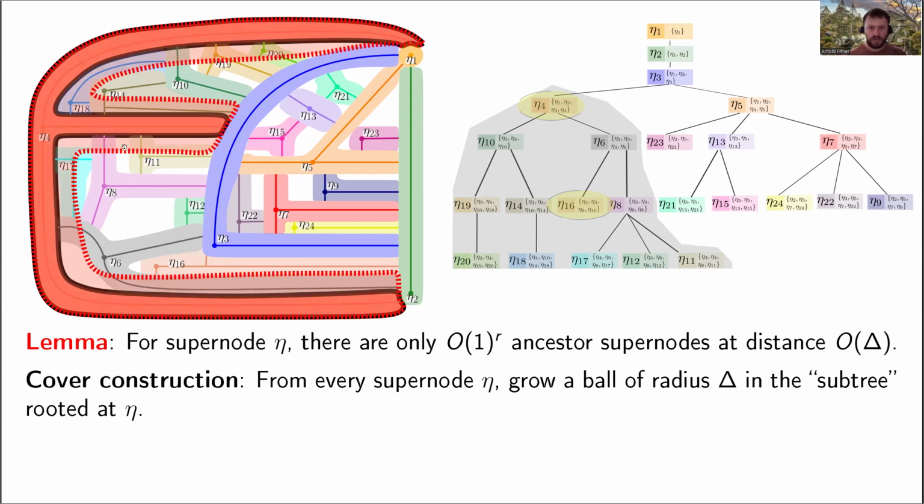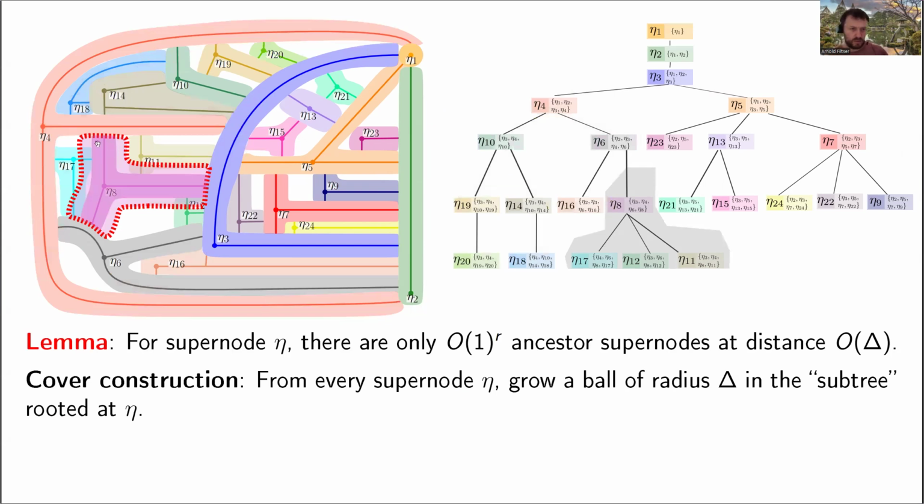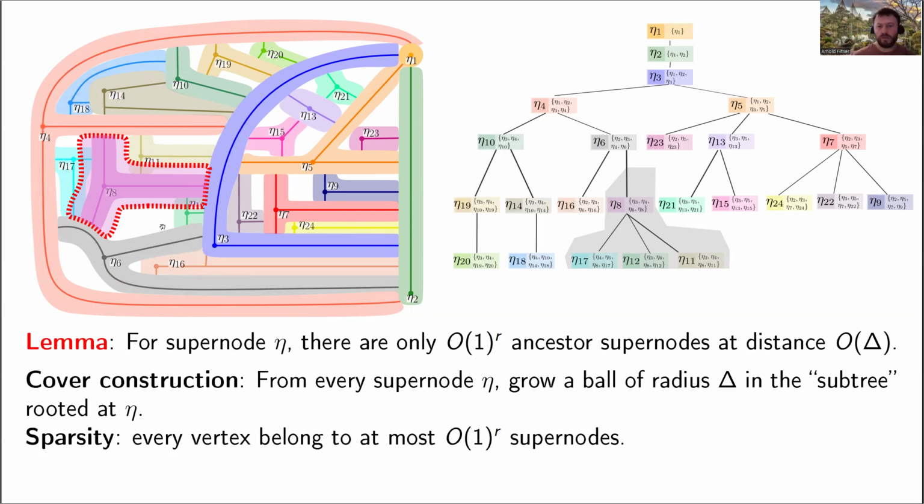So let's see why it's a sparse cover. Here, this is around the 8. You can see it doesn't touch the 4 and others. So what is a sparse cover? From the perspective of a vertex, I will only join the clusters of my ancestors which are at distance at most delta, but there are only exponential in R number of them. So this guarantees our sparsity.